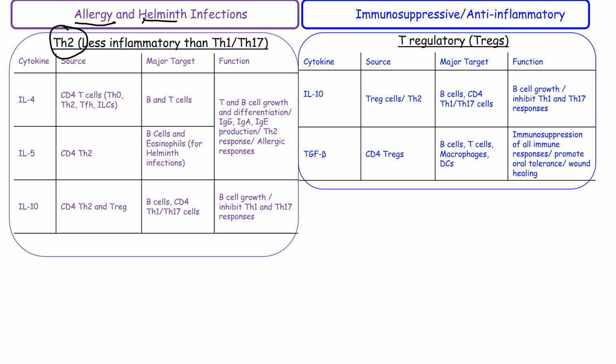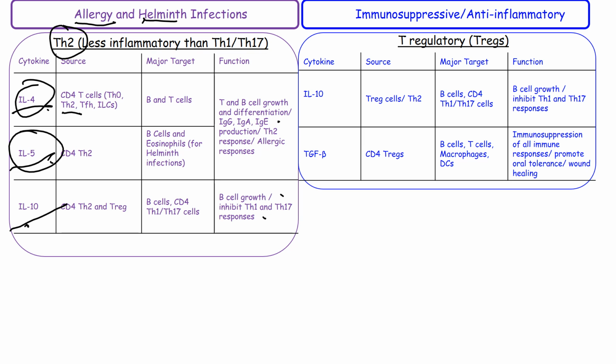The Th2 cytokines are IL-4, IL-5, and IL-10, but namely IL-4 and IL-5. IL-4 and IL-5 are the inflammatory molecules of the Th2 response, whereas IL-10 is a little bit of a switch hitter. It can be inflammatory, promoting B cell growth, but it can also be inhibitory because it actually inhibits the Th1 and Th17 responses that could occur. IL-4 and IL-5 are absolutely required to get this Th2 response. Specifically, they're involved in T and B cell growth and differentiation into the Th2 phenotype and the class switching of antibodies to IgG, IgA, and IgE.